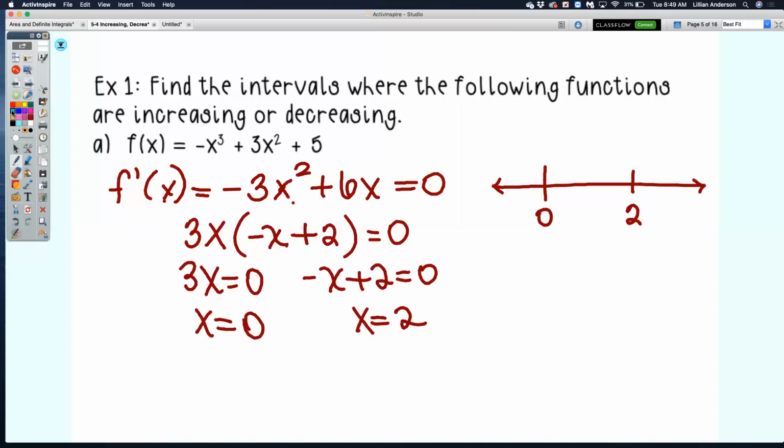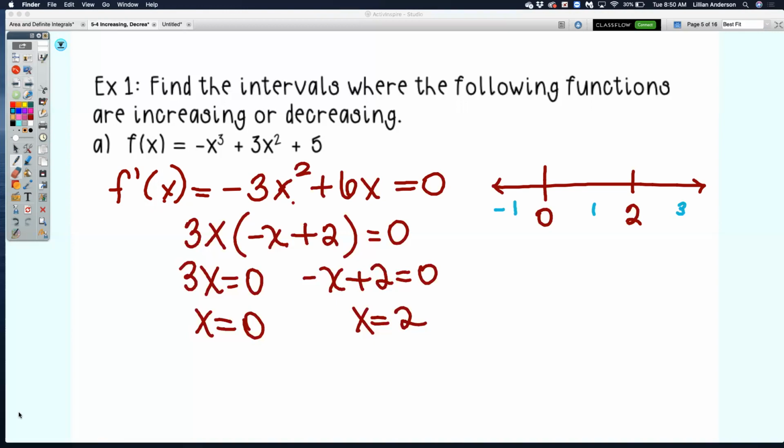What's the number that's less than 0? Negative 1. What's the number in between 0 and 2? And what's the number that's bigger than 2? 3. Okay? What I want to do with these blue test points is I want to plug them into the derivative. And by plugging these test points into the derivative, it's going to give me a positive number or a negative number. If it gives me a positive number, that means the function is increasing.